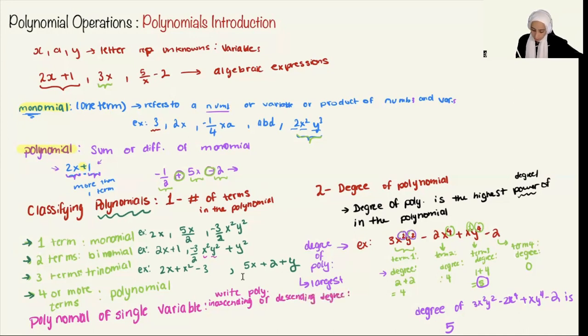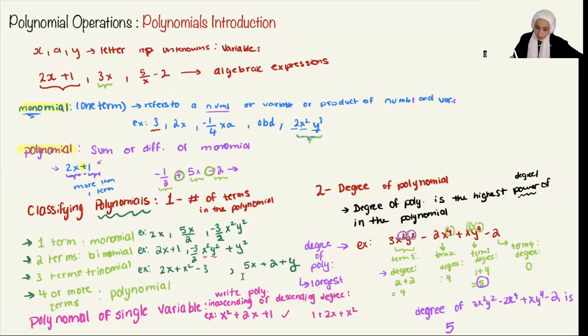So if I have something like x squared plus 2x plus 1, for instance, this is a polynomial of a single variable, right? My single variable is x, and I'm writing it in descending order, descending degree. So over here, this is 2, 1, 0, okay? I could also write this another correct way: 1 plus 2x plus x squared, okay?